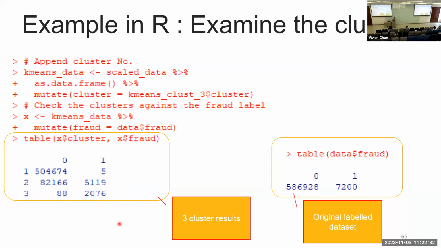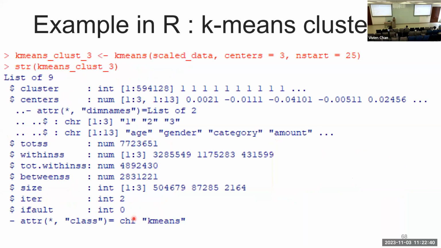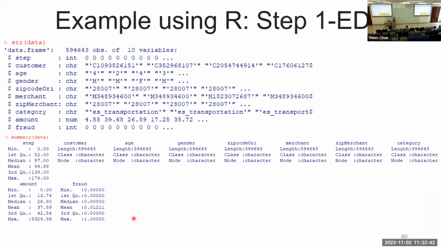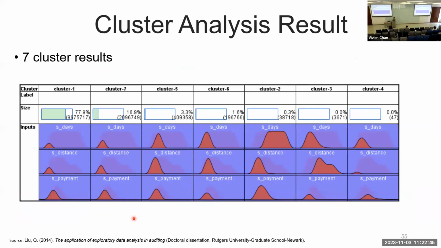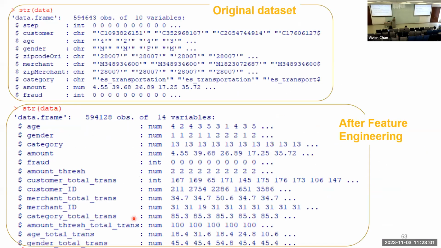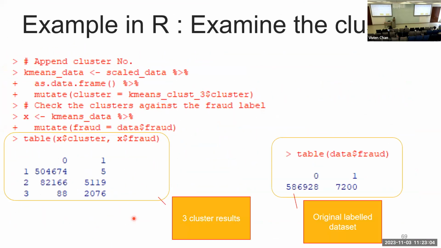But as I said, this is a shortcut to look at the cluster results. In the very normal case, you should do something like this, to look at the characteristics of each of the clusters individually, by looking at the individual attributes. That is a better way to do it. For me, this is just an illustration of the final result of the 3 clusters. So that is the idea.